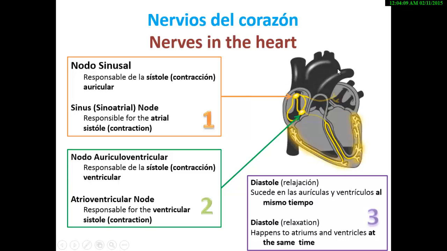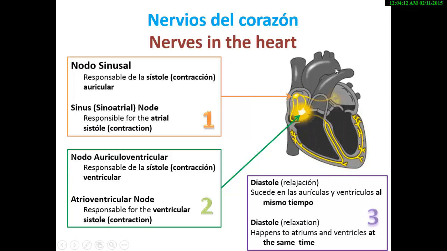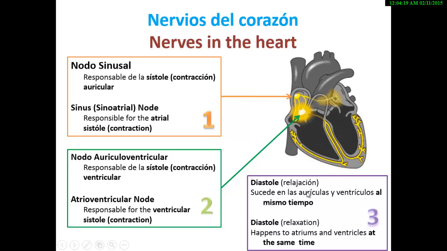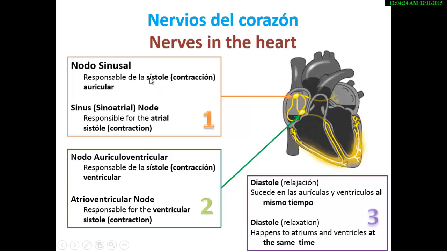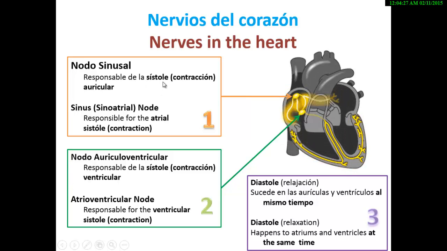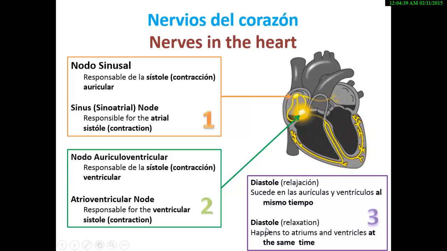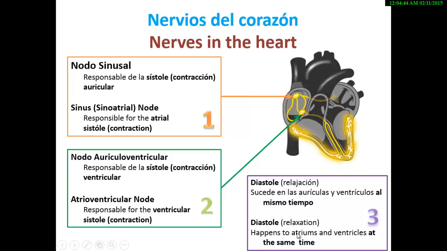Remember, we have the aortic artery and the pulmonary artery. So how do we call each of these processes? When it's contracted, we call it systole. So we have atrial systole and ventricular systole. And when all of the chambers relax, we call that diastole. And as it says here, it happens at the same time.